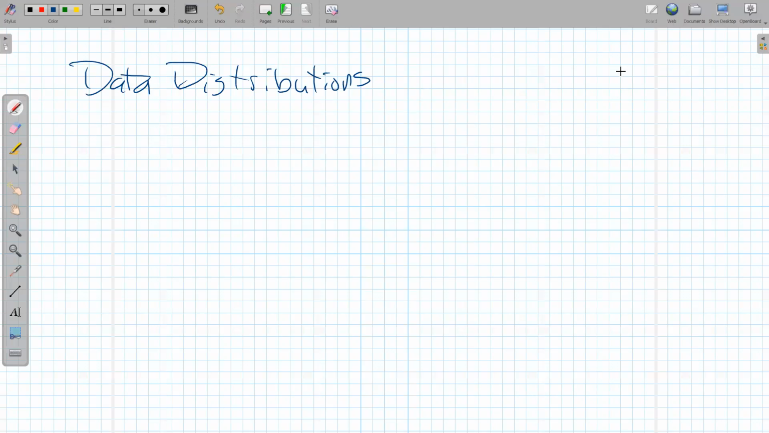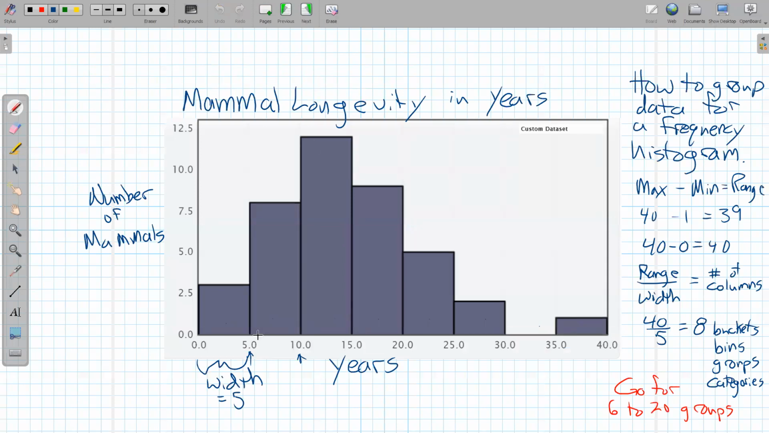So continuing with data distribution. A data distribution is just a graph of the data. And when we talk about the distribution, we're really asking, what is the shape of that graph? We just did the mammal one here. The shape of this graph is a relatively symmetric bell shape, but it has this right tail.